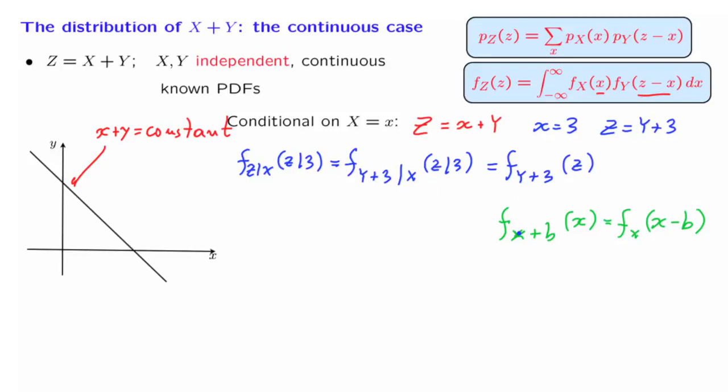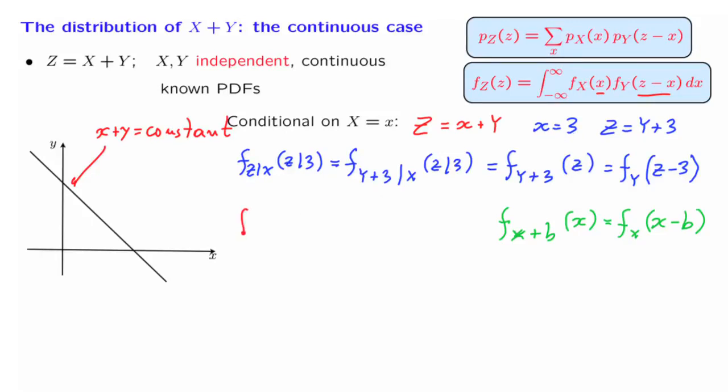So capital Y corresponds to x, b corresponds to 3, little x corresponds to z, and by using these correspondences, what we obtain is f sub y of this argument, which is z in our case, minus b, which is 3 in our case. And this is the final form for the conditional density of z given that x takes a specific value. It's nothing more than the density of y, but shifted by 3 units to the right. Let us now generalize this. Instead of using x equal to 3, let us use a general number.